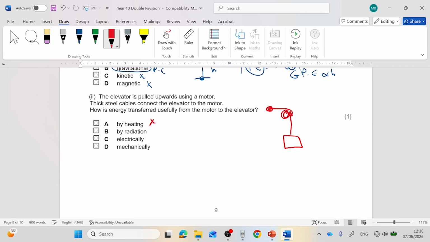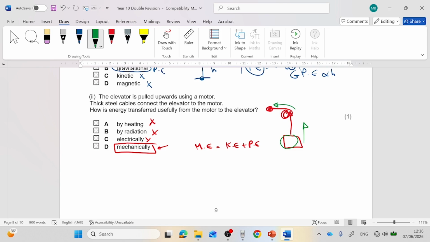This is not related to heating. Heating will be the form of energy in which the energy will be lost if there is a friction. Radiation, no. Electrically, no. The energy is transferred mechanically from the motor because the motor is moving. And we said that mechanical energy is equal to the sum of the kinetic energy plus the potential energy. As the elevator is moving up, its potential energy increases.